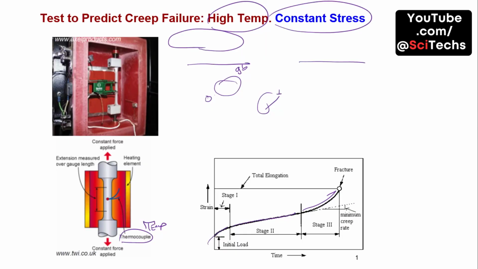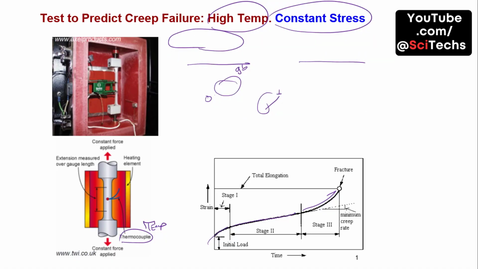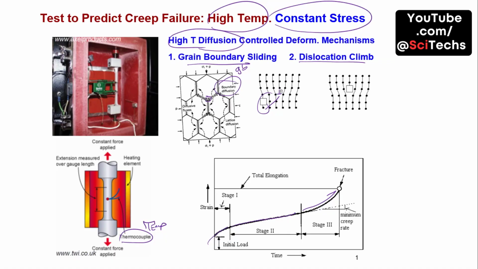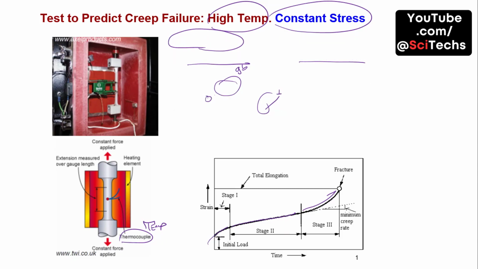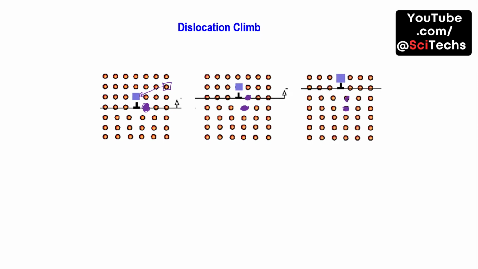To predict creep failure, we use tests involving constant stress and high temperatures. Mechanisms like grain boundary sliding and dislocation climb are critical in understanding material deformation. Dislocation climb is a key mechanism in creep deformation. It involves the movement of dislocations within the crystal lattice, allowing materials to deform under constant stress.